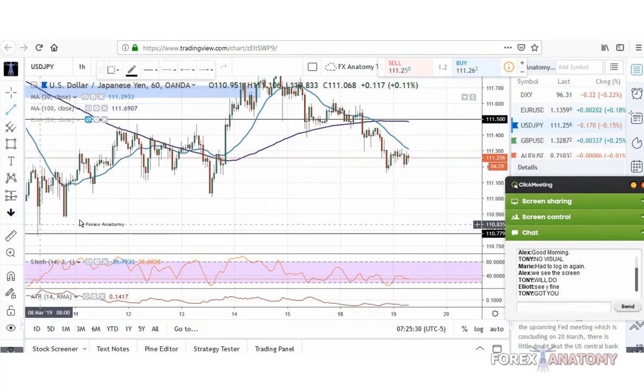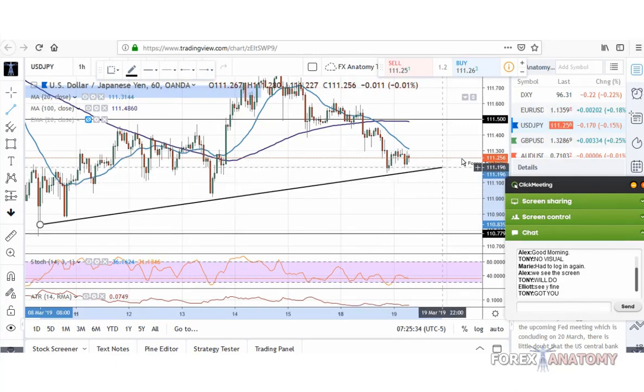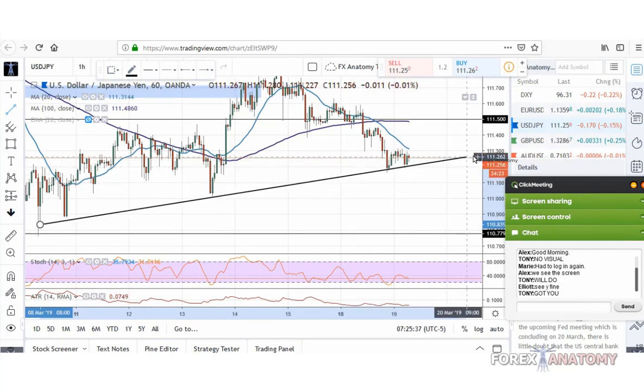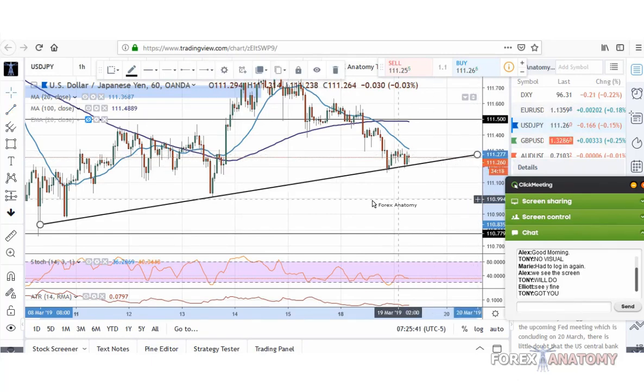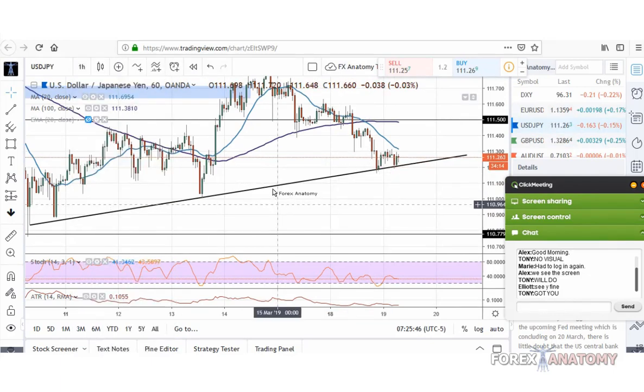If we zoom in and pay attention to price, we can see that price is respecting this ascending trend line support. Oops, let me change the color.